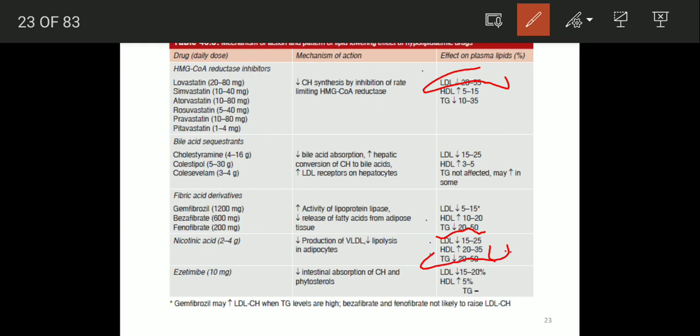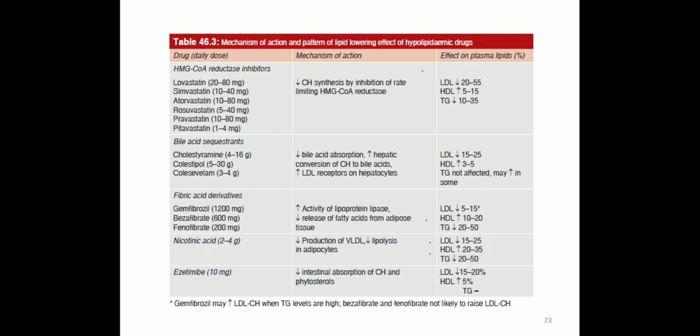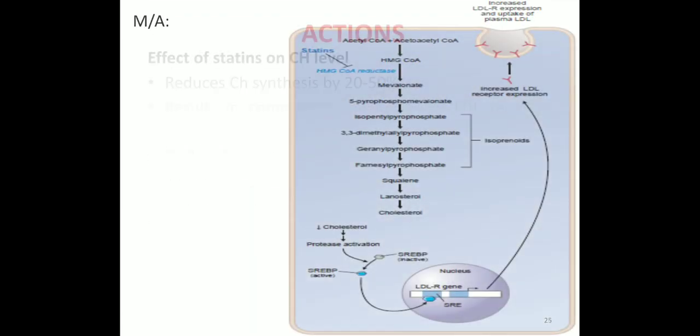Amongst all, the HMG coenzyme reductase inhibitor statin is the most important drug, which is mostly used amongst all dyslipidemic diseases. But if triglyceride is particularly increased in a patient, we can use either fibric acid or nicotinic acid, and if HDL is decreased in a particular patient, we can add nicotinic acid. So now, let us start with the statin.